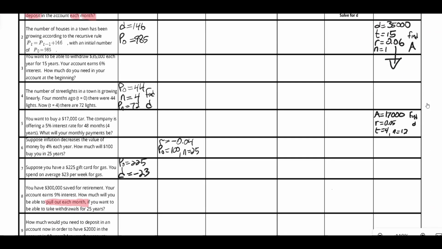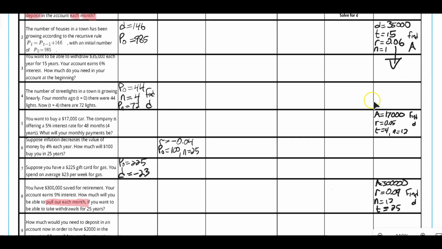Okay. So we have 300,000 saved for retirement. That's how much is in the account. Interest rate 0.09. How much will we be able to pull out? Find D. If you want to make each month, so N is 12, and time is 25 years. And then we could find D.